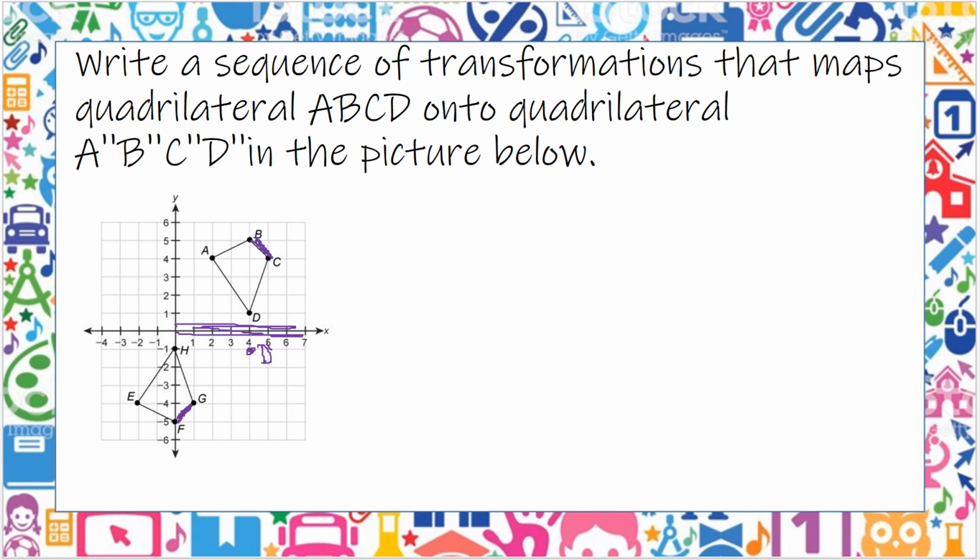A is at 2, 4, so that's going to be at 2, negative 4. Let's see, B is at 4, 5, so that'd be 4, negative 5. And then C is at 5, 4, so 5, negative 4. So now I'll just connect the dots. So now I've got the shape looking the same. Now I need to scoot it over. So far we've reflected.